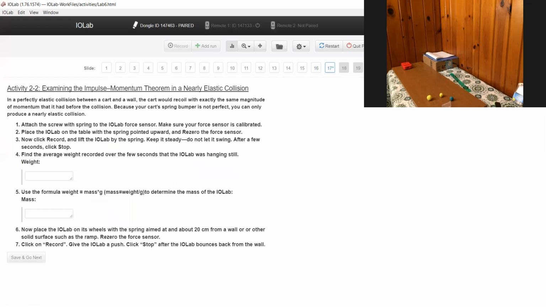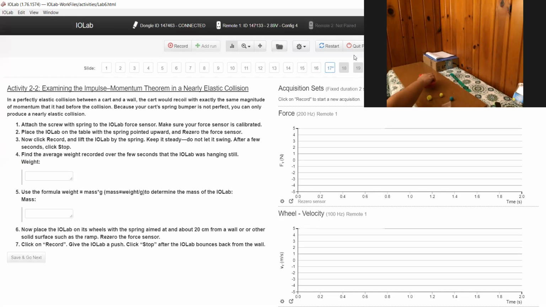Okay, time to do the experiment. I attach this, we already did that. Lab force sensor: make sure the force sensor is calibrated, or you don't need to do that if you have done it already. Pull the IOLab up with the spring pointing upward, like this, and then click on re-zero sensor. Now click record and lift the IOLab and keep it steady. Do not let it swing after a few seconds.